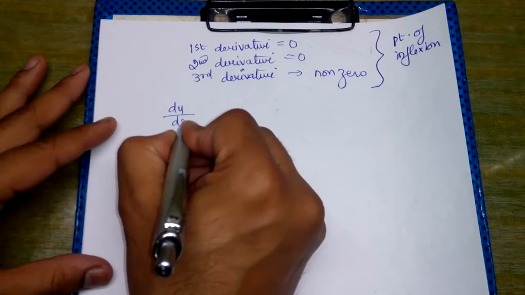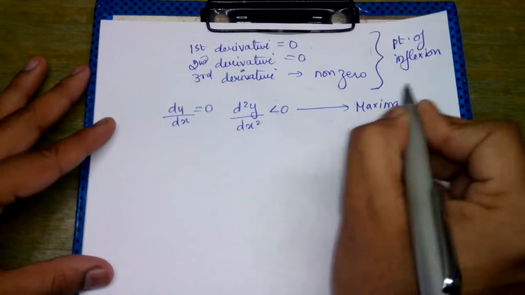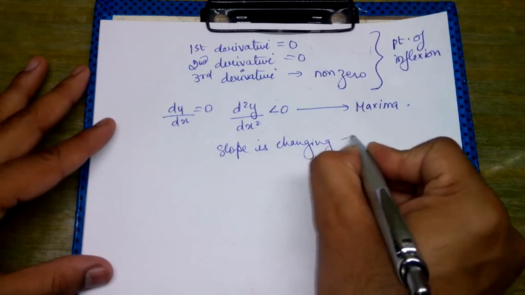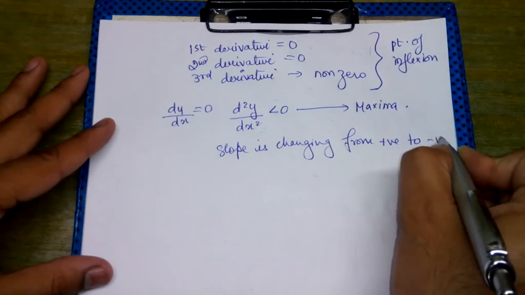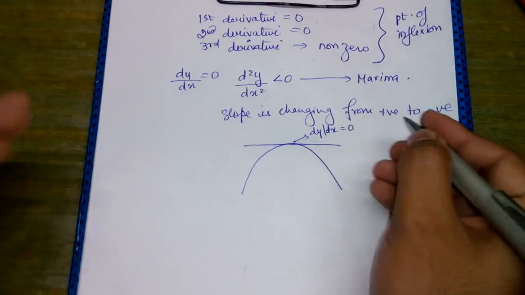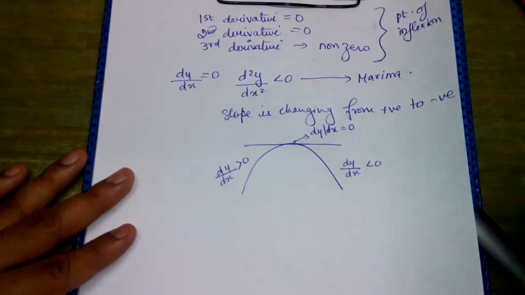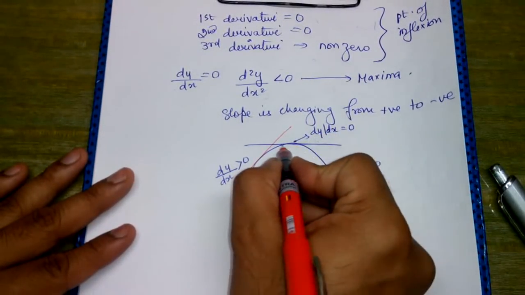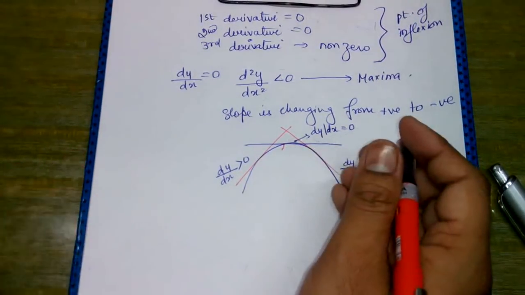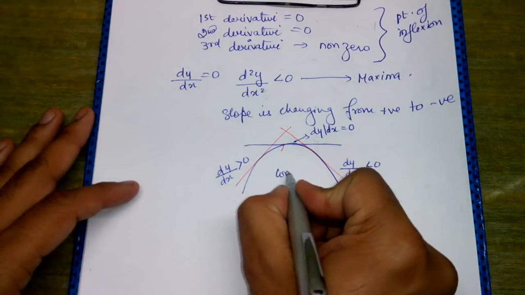And if dy upon dx is equal to 0 and d square y upon dx square is less than 0, then this condition corresponds to maxima, and it simply means that the slope is changing from positive to negative. So if we see, the graph is going to be somehow like this. At this point dy by dx is equal to 0. In this region dy by dx is positive, and here dy by dx is less than 0, because if we draw a line, the slope here would be positive and here the slope is negative. Okay, so this was about the point of maxima, and this is the convex shape.